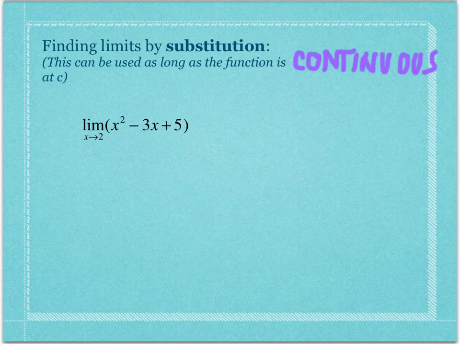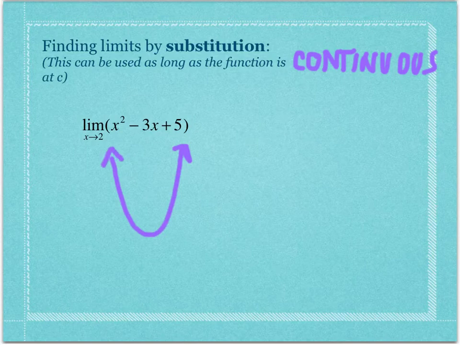But as long as the function is continuous, all we have to do is substitute a value in for x. Now, this particular example here, x squared minus 3x plus 5, is just going to be a parabola. There's no breaks in the graph at all. It's going to be a parabola that opens upward like this. You could graph this on your calculator.